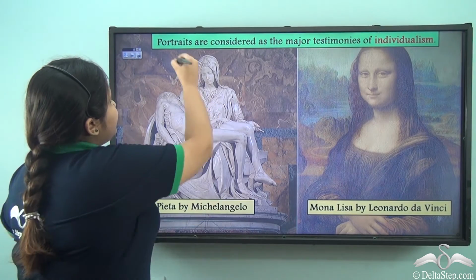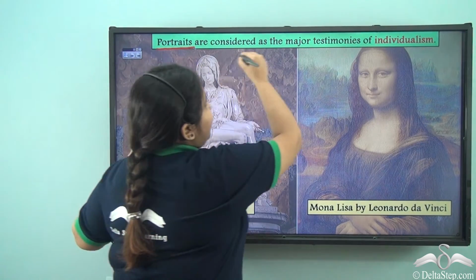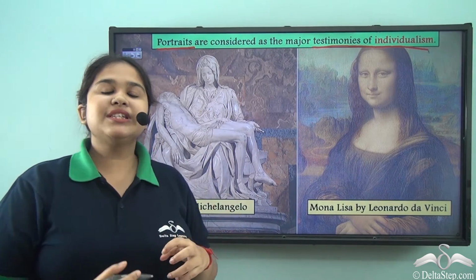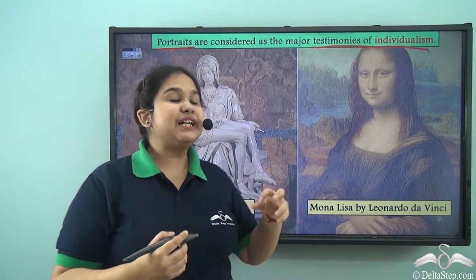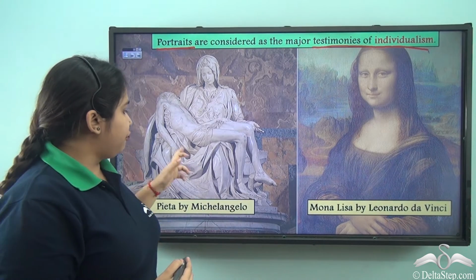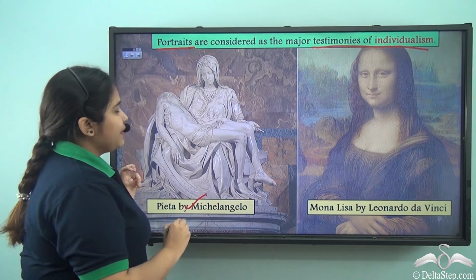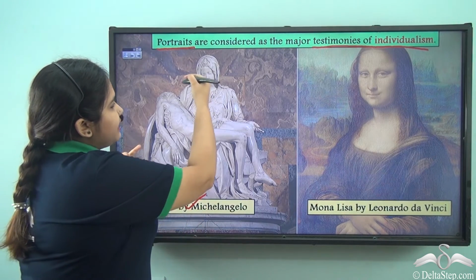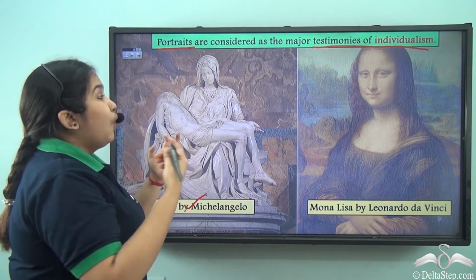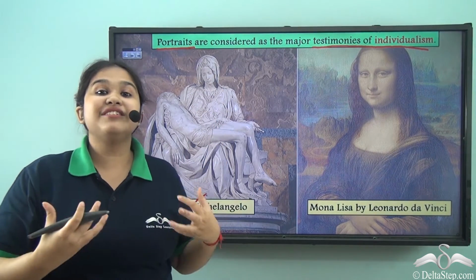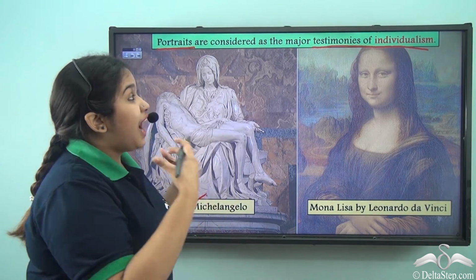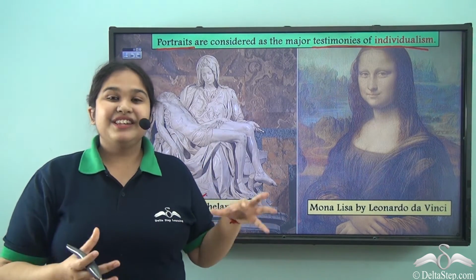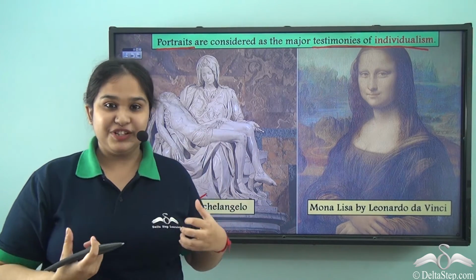So portraits became very important testimonies of individualism. Why? Because if we, for example, consider the sculpture of Pieta by Michelangelo, we see that here the expression of Mother Mary holding her son becomes much more clearer. So now the artists essentially were experimenting with the human emotions. They were experimenting with human expressions, right?